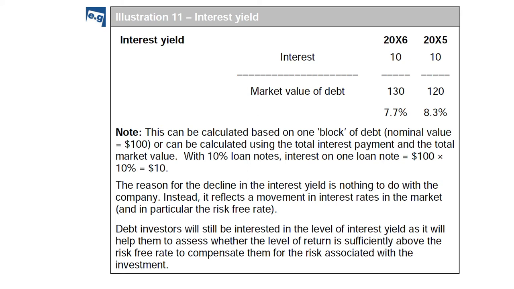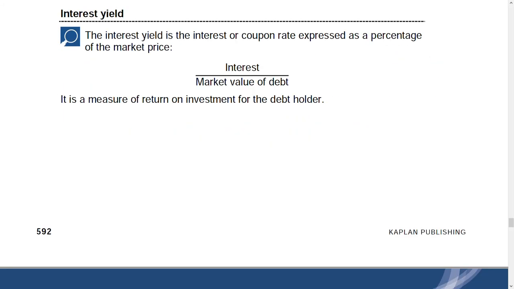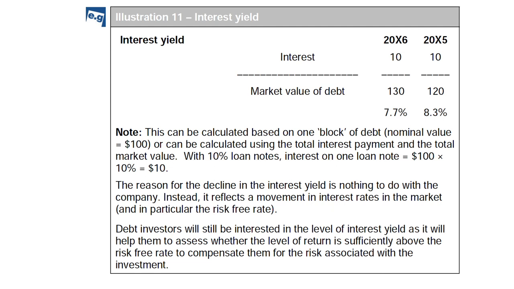So the interest is 10. How much is the interest? It's 10 for both, divided by market value of debt. How do you get this 10, by the way? Remember, this interest is not that interest which is there in the income statement. That's why you must be confused that before it was 60 and 100, how is it 10 here? What did they tell? The interest yield is the interest or the coupon expressed as a percentage of the market price or the coupon rate. So how do you find that 10?